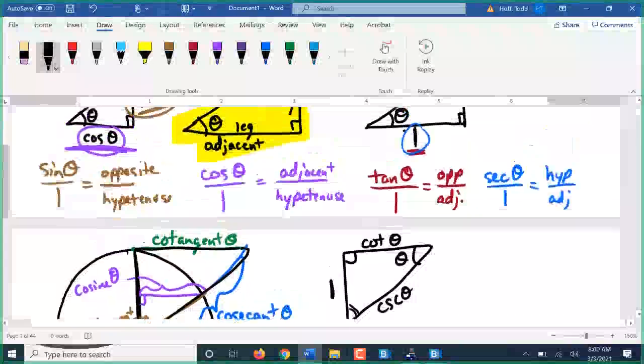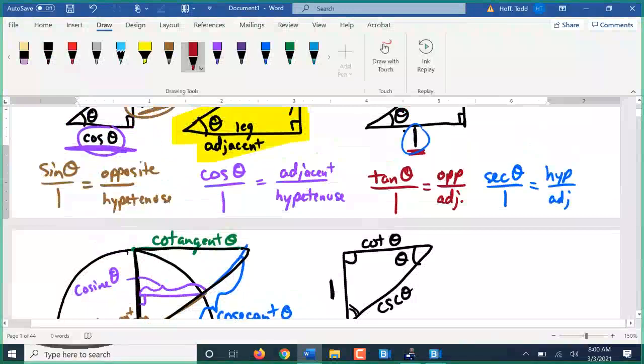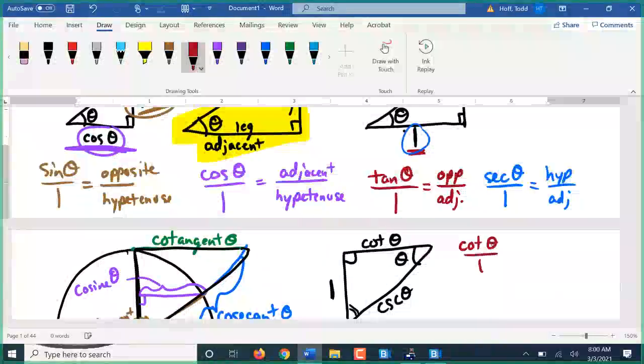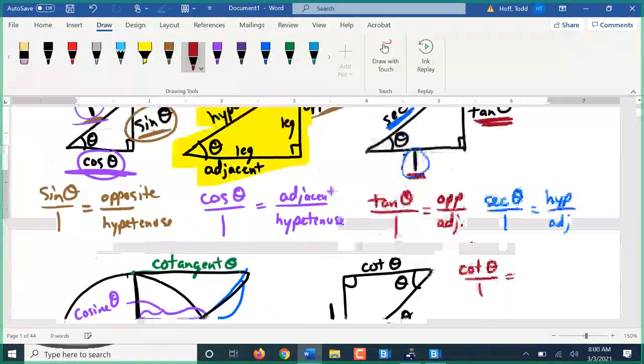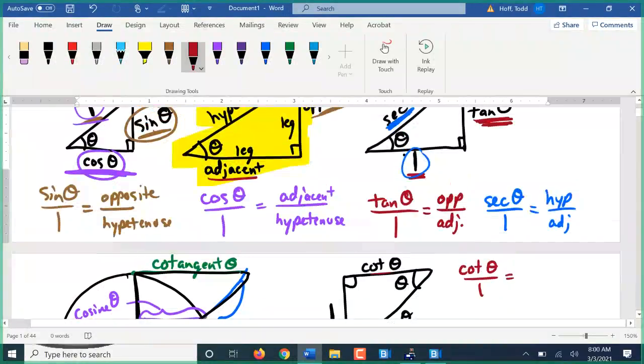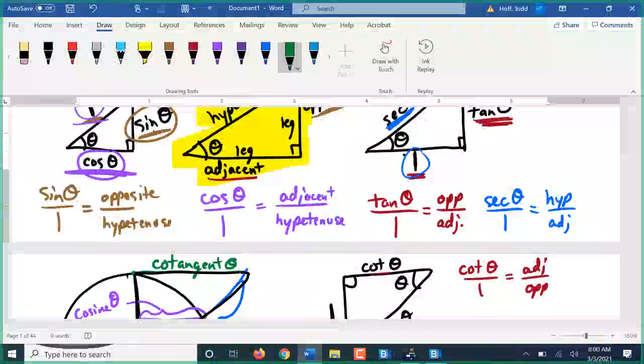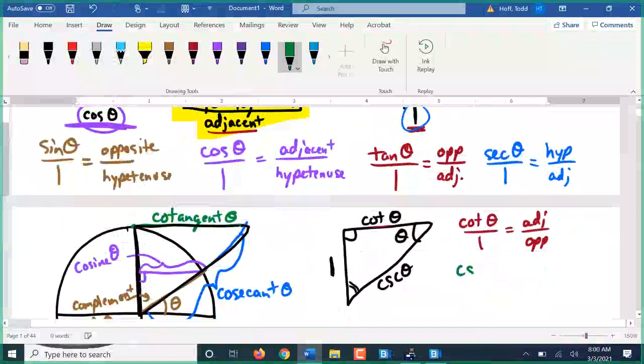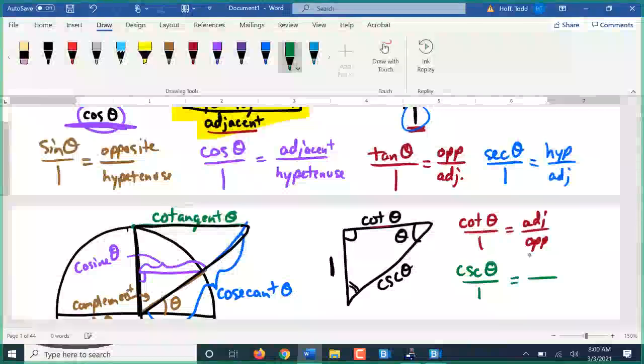This is a little tougher to visualize. If I compare the cotangent of theta to 1, cotangent is actually the adjacent side, and 1 is actually the opposite side. I got cosecant over 1. Well, cosecant is the hypotenuse, and 1 is still the opposite side.